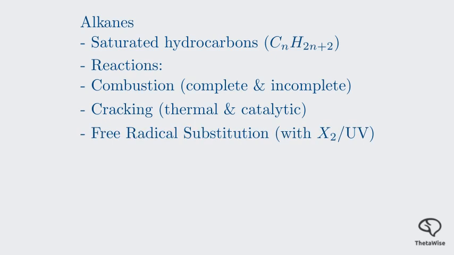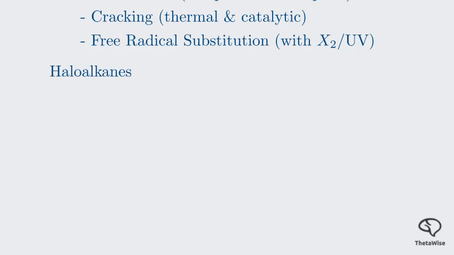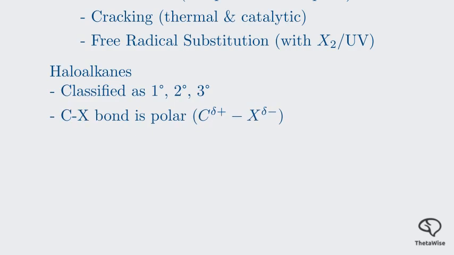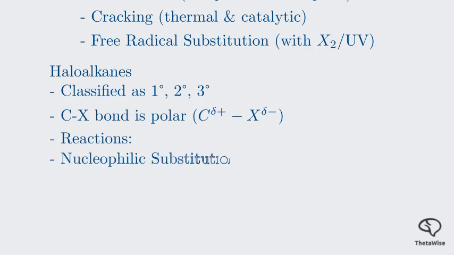Now, let's recap the haloalkanes. Haloalkanes are classified as primary, secondary, or tertiary based on the number of alkyl groups attached to the C-X carbon. Their C-X bond is polar, making the carbon susceptible to nucleophilic attack. This leads to 2 main reaction types. First, nucleophilic substitution with aqueous NaOH forms an alcohol. This reaction can proceed via the 1-step SN2 mechanism for primary haloalkanes, or the 2-step SN1 mechanism involving a carbocation intermediate for tertiary haloalkanes. The rate of hydrolysis depends on bond strength. C-I is weakest and hydrolyzes fastest.